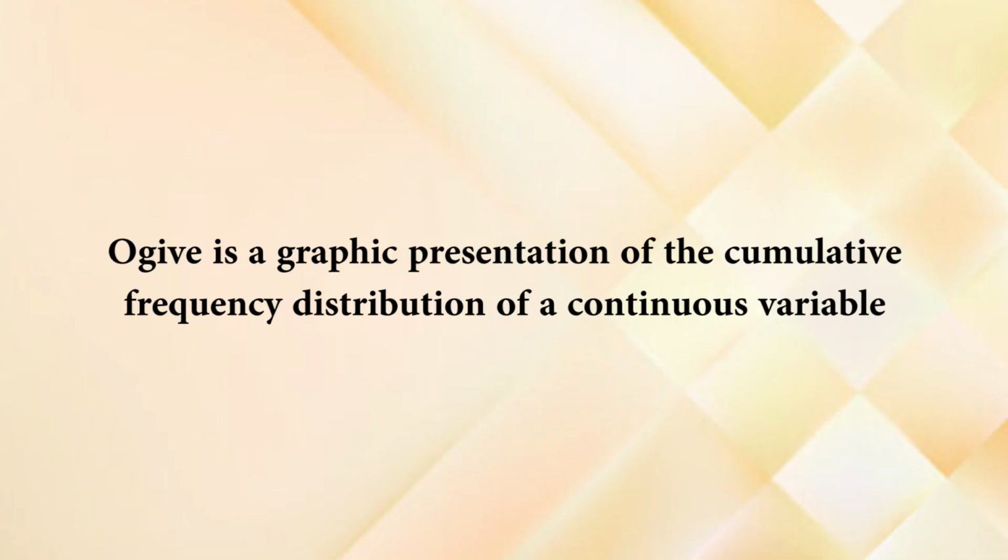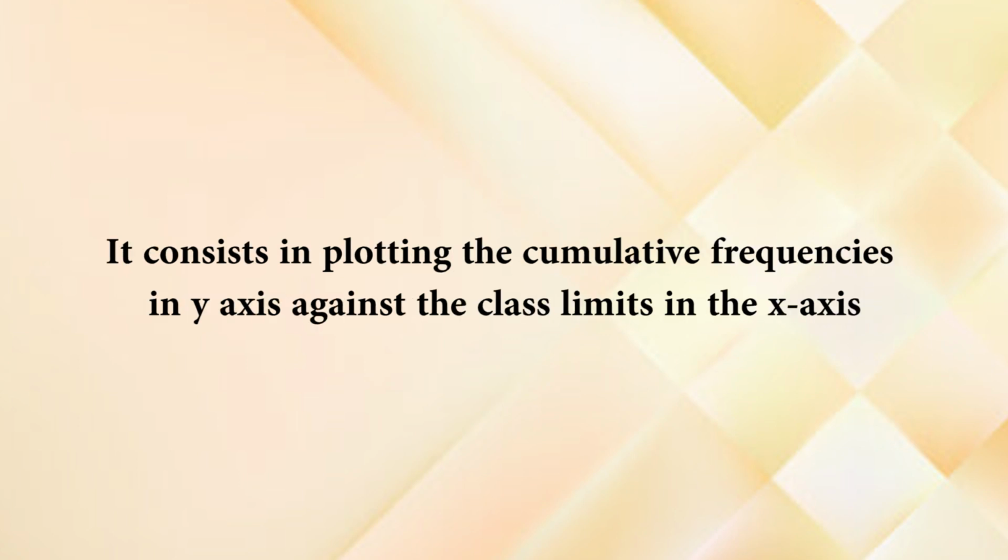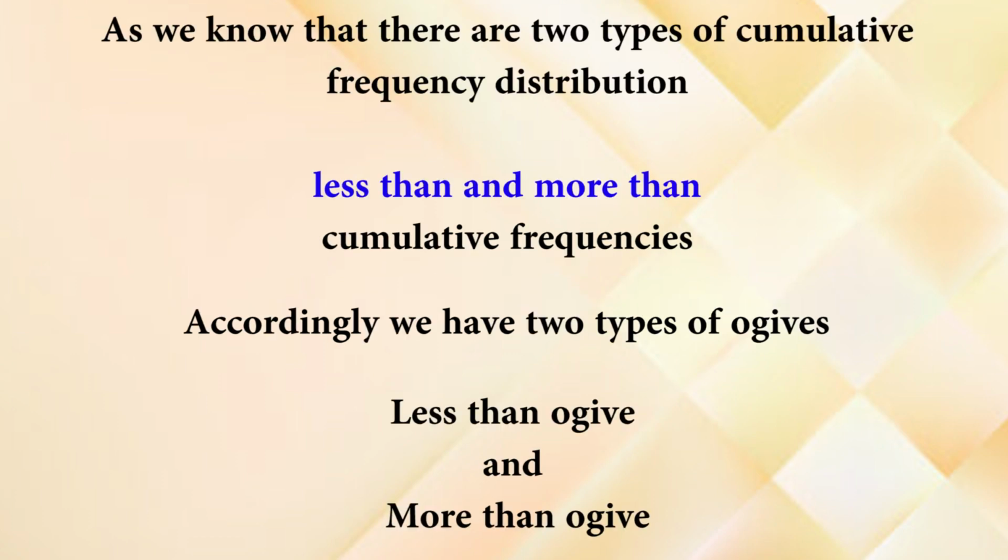Ogive. Ogive is a graphic presentation of the cumulative frequency distribution of a continuous variable. It consists in plotting the cumulative frequencies on the y-axis against the class limits on the x-axis. As we know, there are two types of cumulative frequency distribution: less than and more than cumulative frequencies. Accordingly, we have two types of ogives, that is, less than ogive and more than ogive.